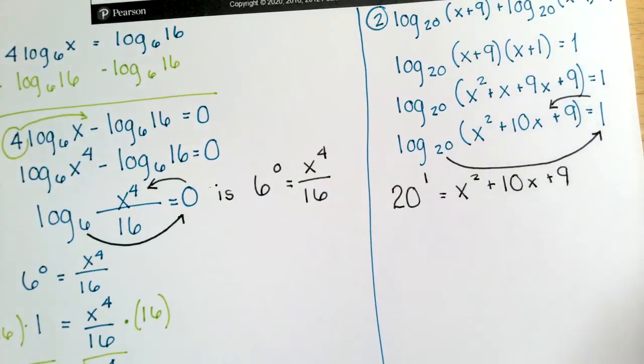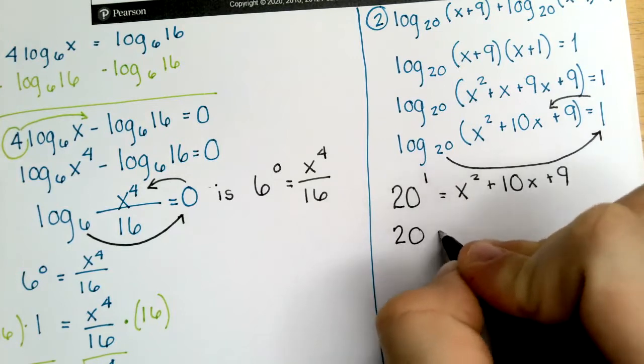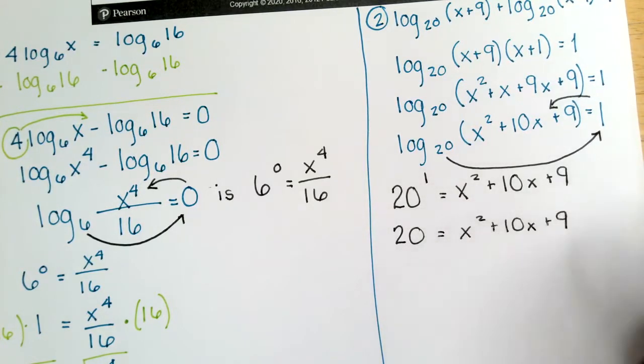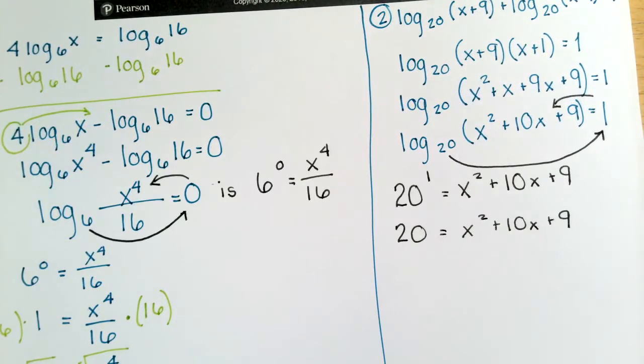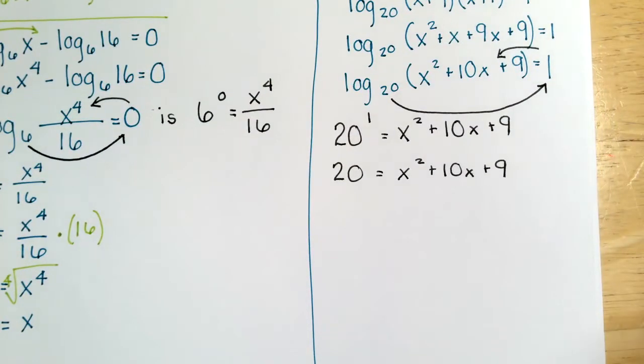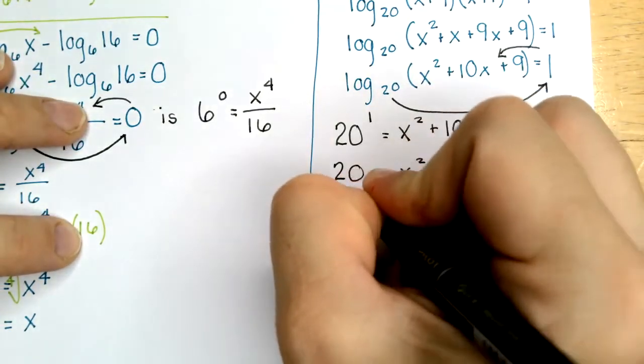20 to the first power is just 20, right? So that'll just say 20 is x squared plus 10x plus 9. Now I know I just have a quadratic equation, right? If I move that 20 over, set it equal to 0, I can use factoring, or if I don't see a factor, I can use the quadratic formula to find my answers. So let's move that 20 over.